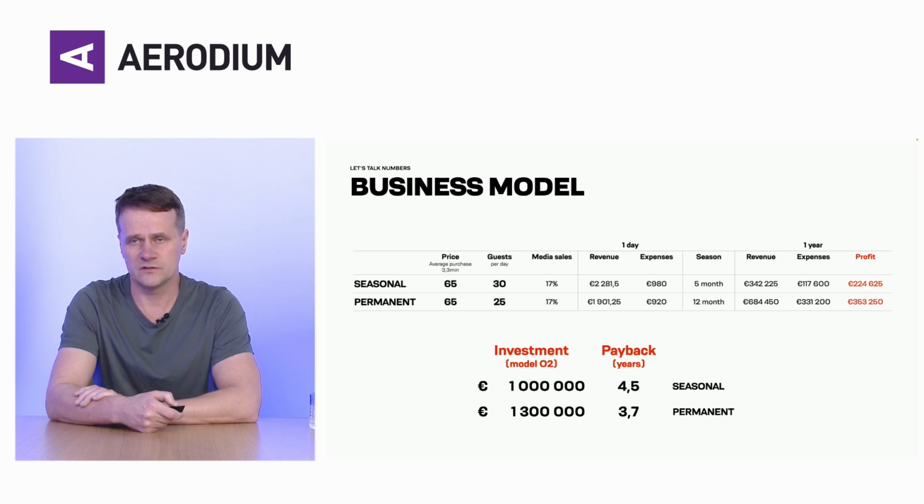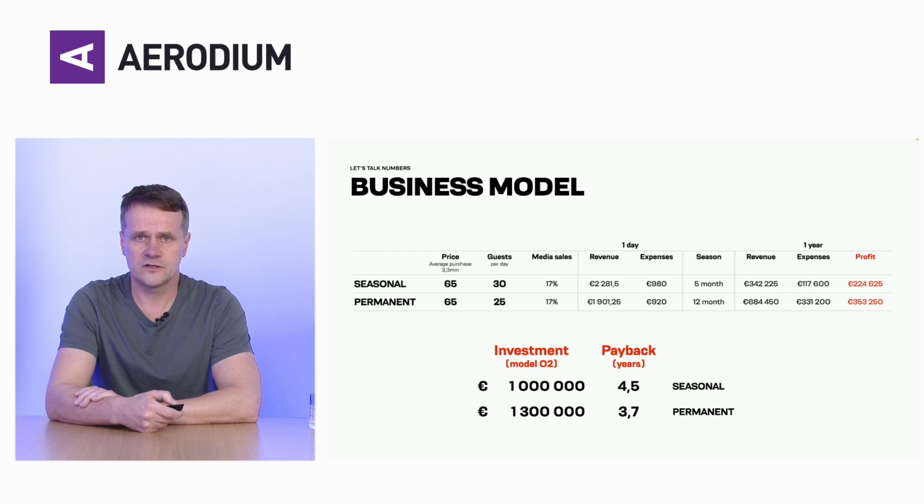It is below 1,000 euros per day. So in the 5-month season which we have here, we are achieving 340-something thousand, and our expenses are 100,000. So your profit during 1 year of operation is around 220,000, which gives you some understanding that a seasonal location can be earned back. Your investment will be earned back in 4.5 years. And these are actual numbers that we are really seeing here.